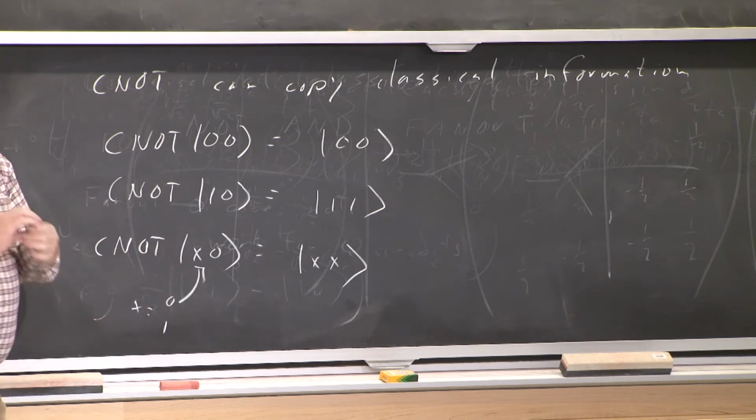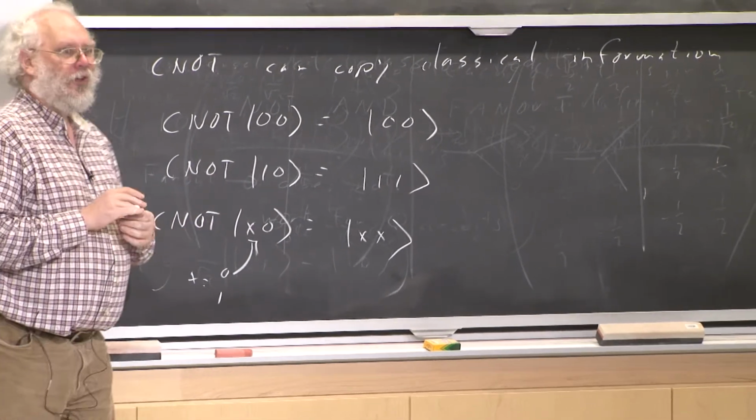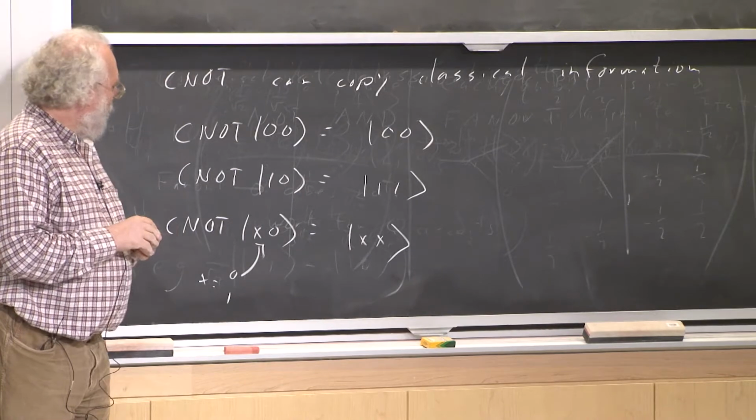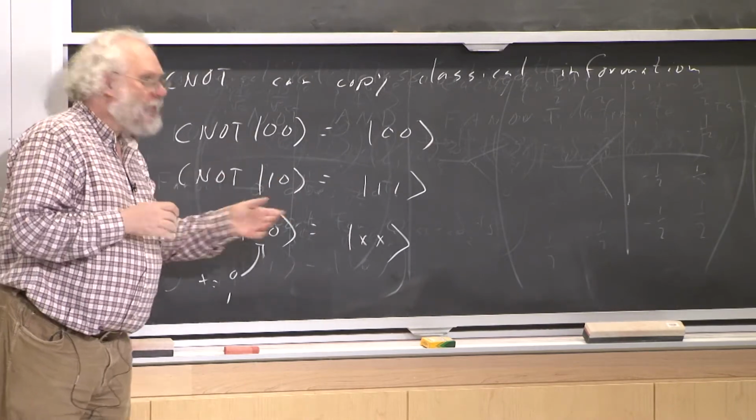And if we want to copy classical information in a quantum circuit, we apply a C0. And we cannot copy quantum information, so that's as good as we can do.